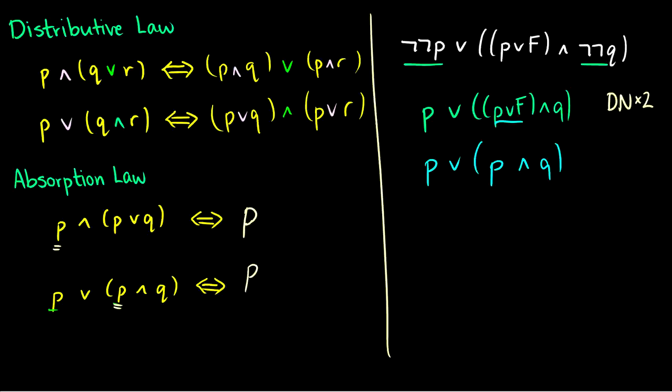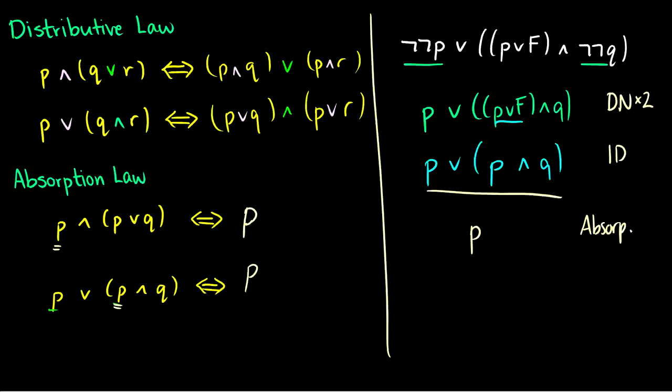And it's identity because, well, P or false, false is never true, so it's only going to be true whenever P is true. So it spits out P, therefore it's the identity. Now we have P or P and Q. Well, this looks just like an absorption law. So this is P by absorption.